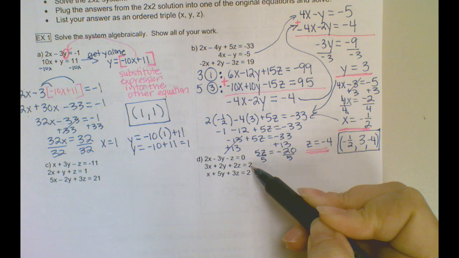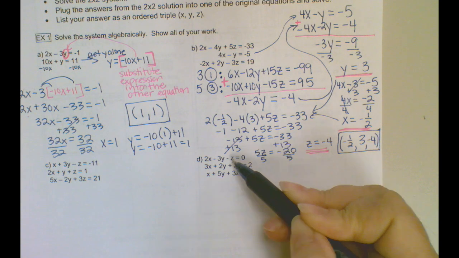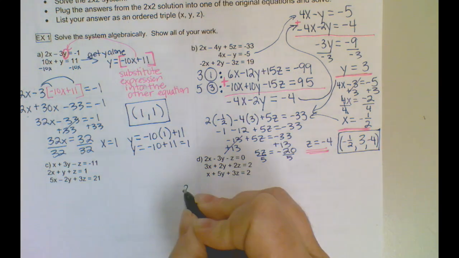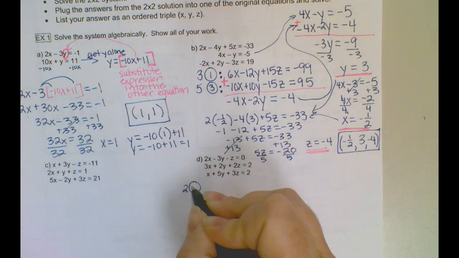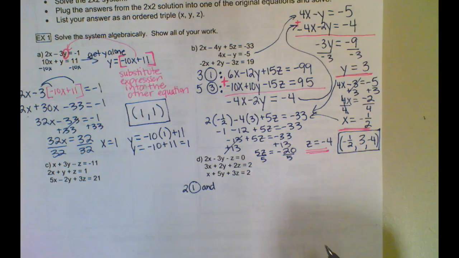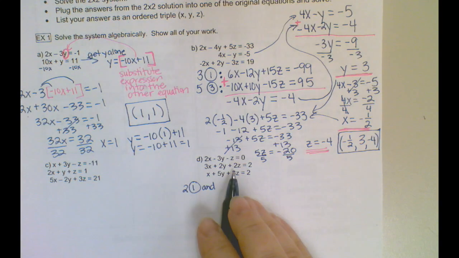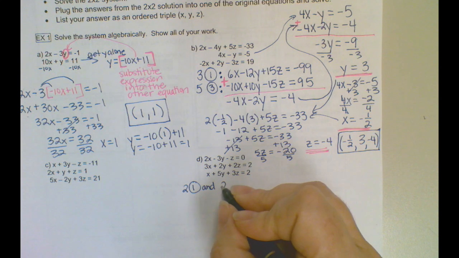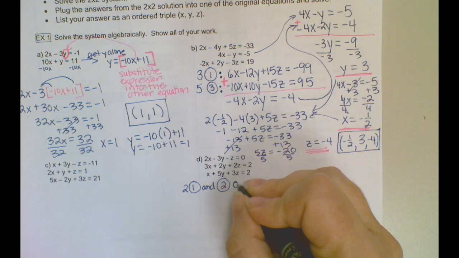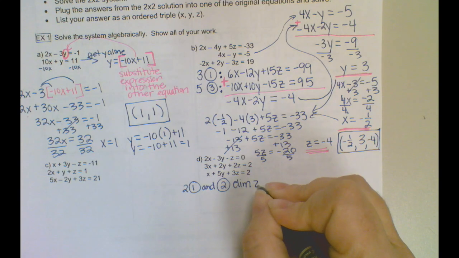In order to get opposites on Z, I would have to multiply equation 1 by 2. So multiply equation 1 by 2, and I'm going to use equation 2 as is. So I'm not writing any number in front of it. And I'm writing a note to myself that I am eliminating Z.